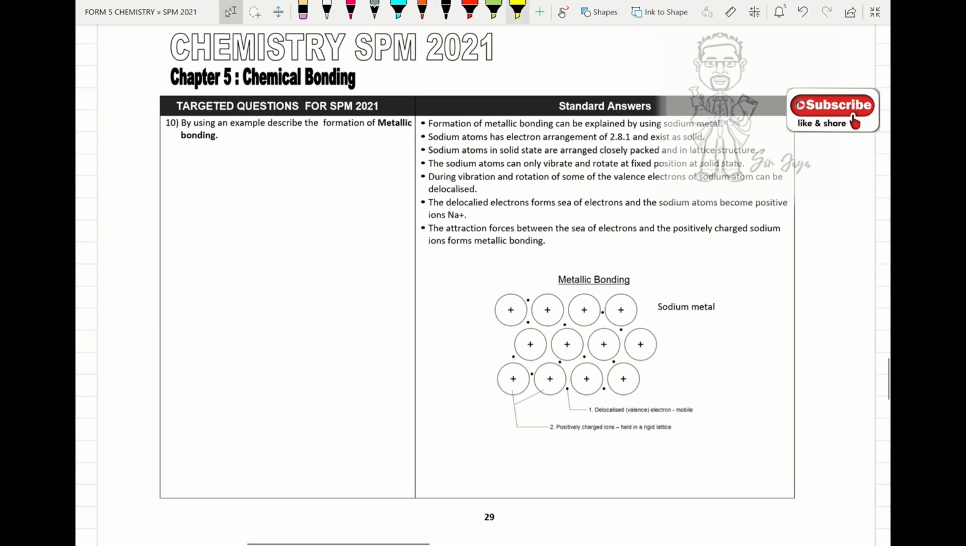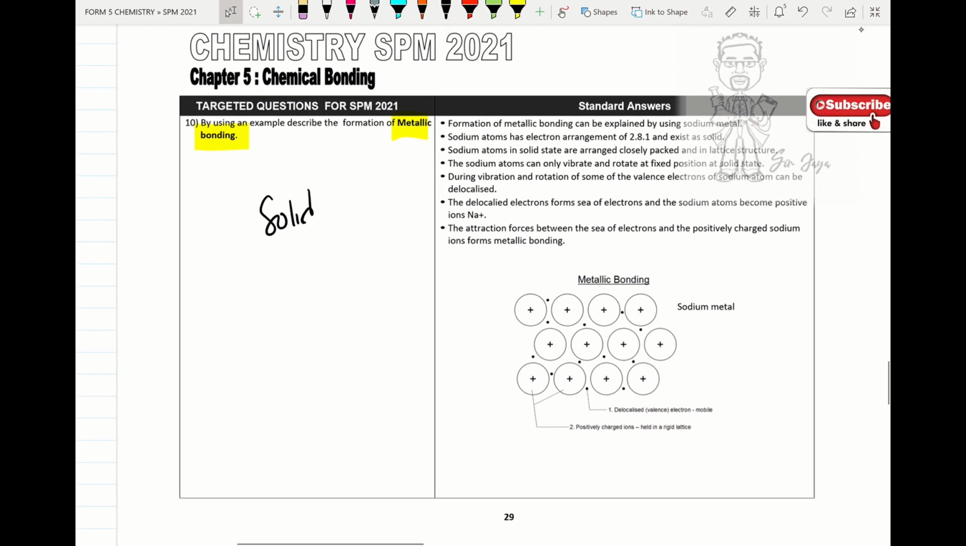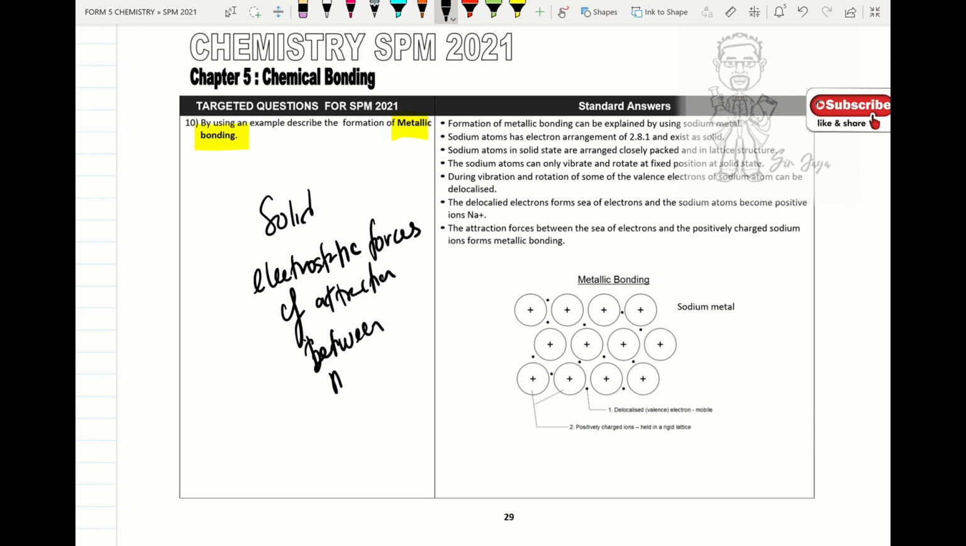Question number 10, formation of metallic bonding. Formation of metallic bonding occurs between metals that exist in solid form. The attraction forces will be electrostatic forces of attraction between the metal ions and the sea of electrons, formed through the delocalized electrons, which form metallic bonding.